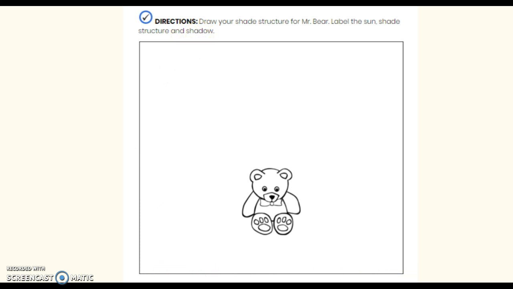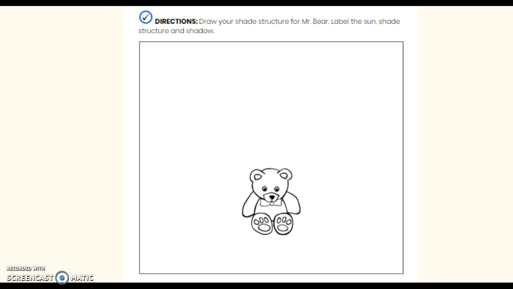So you're going to create your structure and label it. You can even give it a name if you'd like. And then you're going to show me where his shadow could possibly be, and how and where was the sun in the sky as you're drawing your structure.